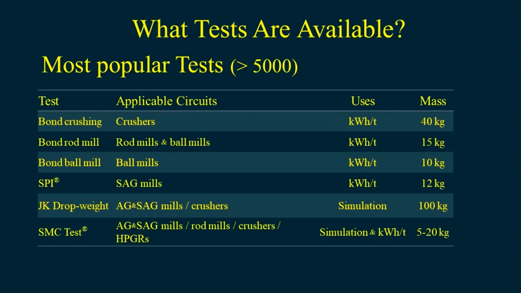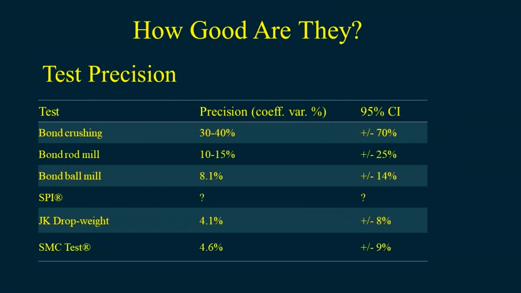Each of the tests needs different amounts of mass. Bond crushing, as you can see, is up to 40 kilograms, whereas the SPI is down to 12. So the amount of sample that you have available is also clearly very important. So how good are they? How accurate are they? Matt is going to talk in a couple of presentations' time about statistics associated with precision, reproducibility, repeatability.